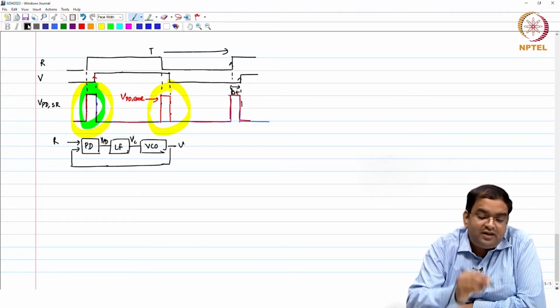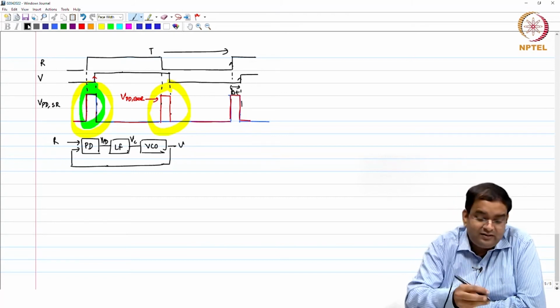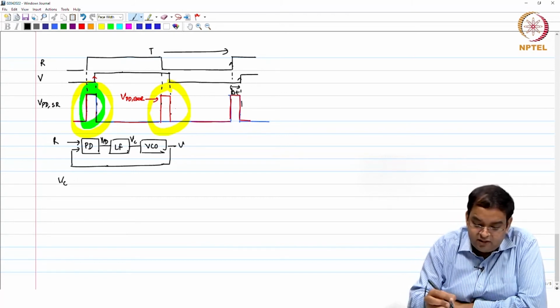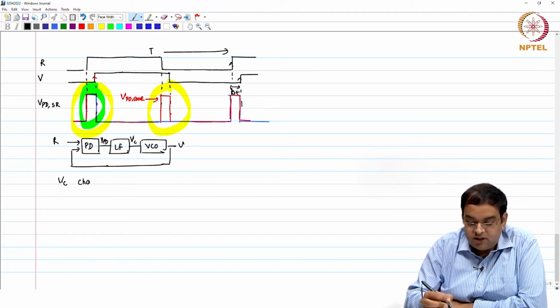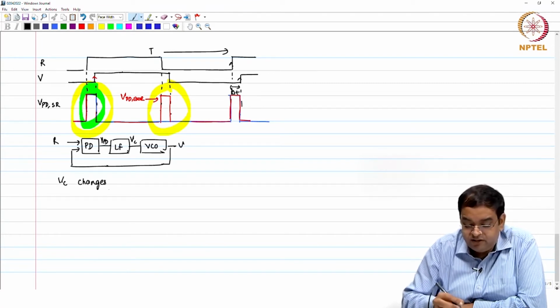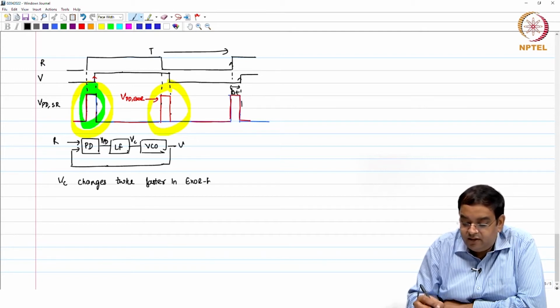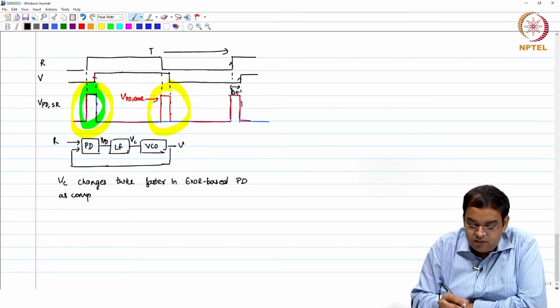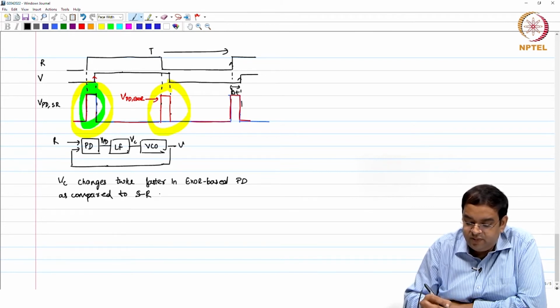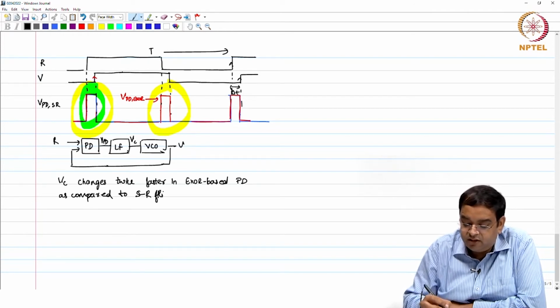Okay. So, if that is the case, it translates to that the VC control voltage of the oscillator changes twice as fast in XOR based PD as compared to SR latch based PD, SR flip flop based PD, sorry. Okay.